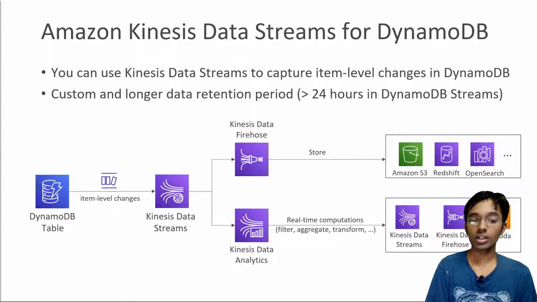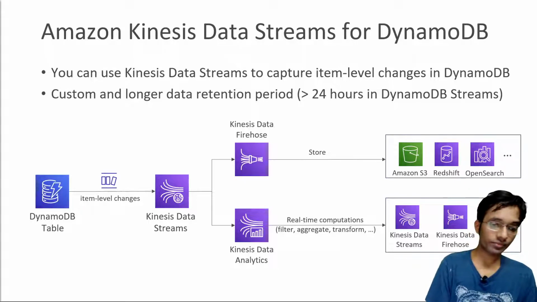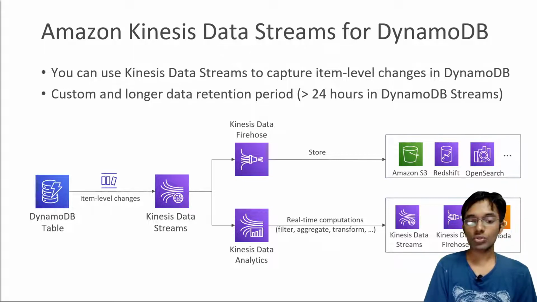So how does that work? DynamoDB tables will push item-level changes into Kinesis Data Streams, and then we can use, for example, Kinesis Firehose to read this data and store it into the usual places: Amazon S3, Redshift, or OpenSearch. Or you could use Kinesis Data Analytics to analyze this data in real time and do some real-time computations such as filtering, aggregation, and transformation, and send that later on to a Kinesis Data Stream, Kinesis Data Firehose, or even Lambda functions.